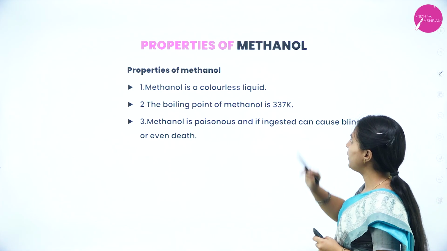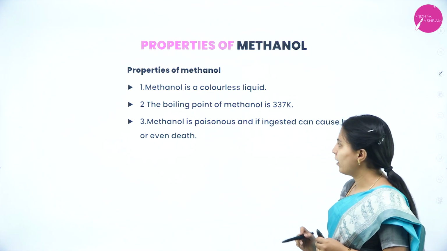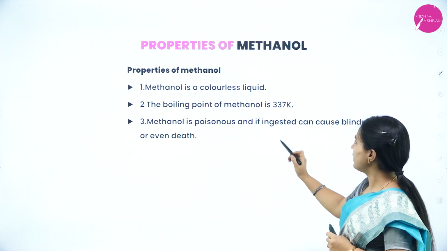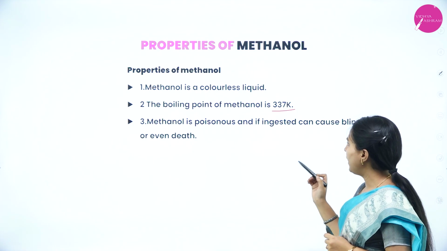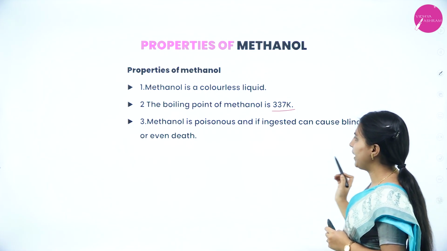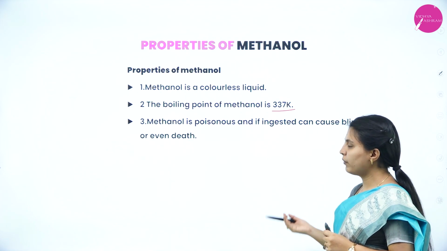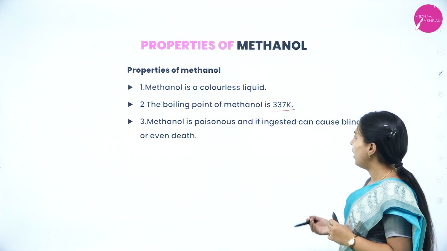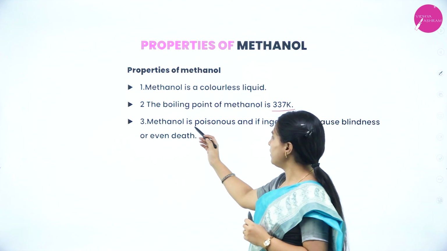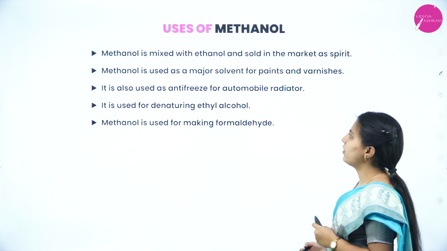Next, properties of methanol. Methanol is a colorless liquid. The boiling point of methanol is 337 Kelvin. Methanol is poisonous and if ingested can cause blindness or even death. It is a colorless liquid with a boiling point of 337 Kelvin and it is poisonous in nature and may lead to death also. Uses of methanol.